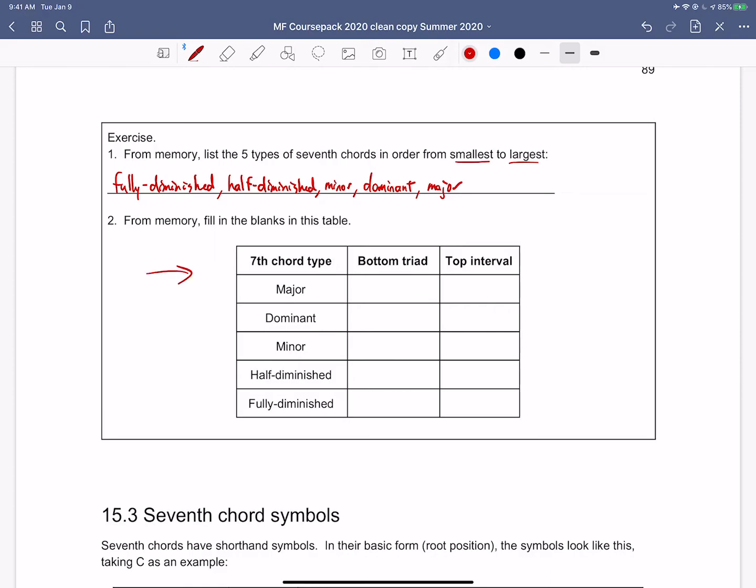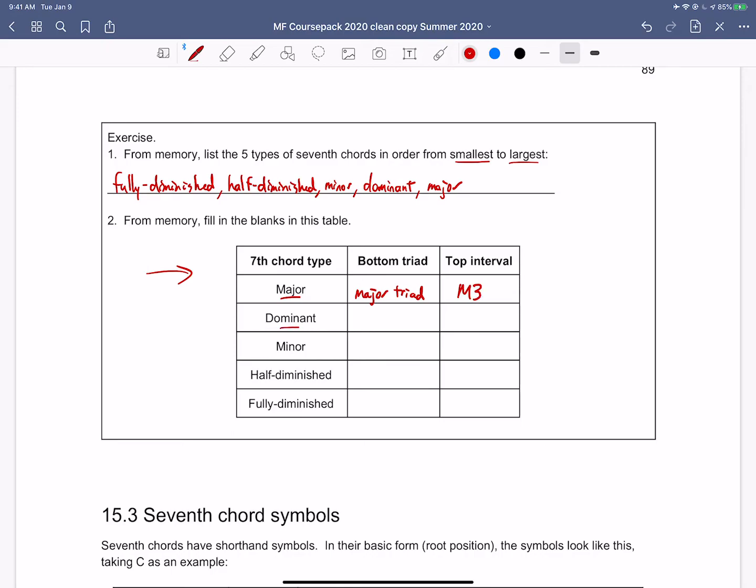Now in this chart, we're just filling in the blanks. So I've mixed up the seventh chords a little bit, but you still have to complete the bottom triad and the top interval. Let's start with the first one, the major seventh chord. That's one of those ones where both components match, right? So the bottom triad is, I'll write it out in words here, major triad. And the top interval, again, it's going to match. It's going to be a major third, so capital M3.